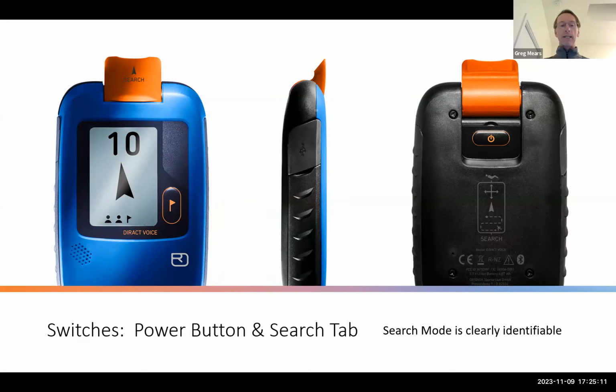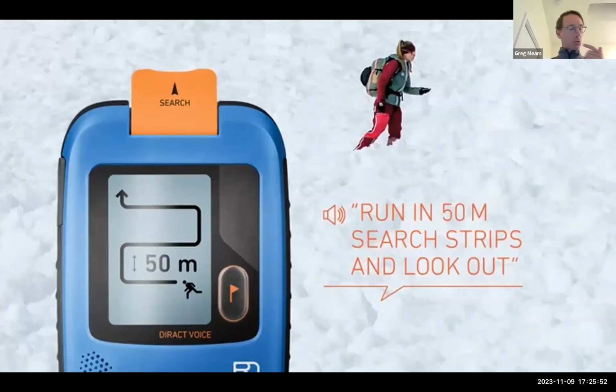So starting with powering it on and switching from send to search mode. The buttons are separated. The on-off button is on the back, and it's intentionally that way, so it's separated from the search mode. On the front, you'll just see one button, a flagging button, and the search tab is super easy to identify. In fact, a lot of our professionals who use it like the fact that it's very clearly identifiable when their student is in search. And at the beginning of a search, they can really clearly see with the Direct Voice that the user is in search and is no longer sending a signal. So super simple and efficient, intuitive buttons.